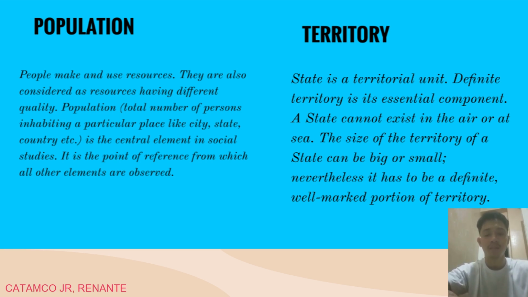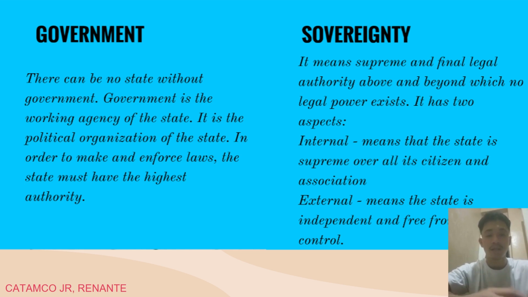A state is a territorial unit, so a definite territory is an essential component. A state cannot exist in air or at sea. The size of the territory of a state can be big or small, but nevertheless it has to be a definite and well-marked portion of territory. And next is the government. There can be no state without government. Government is the working agency of the state. It is the political organization of the state, and in order to enforce law, the state must have the highest authority.